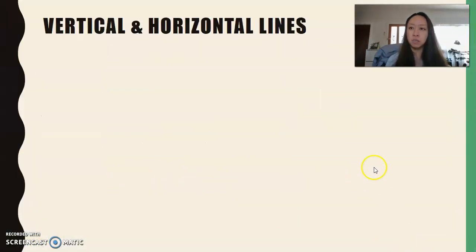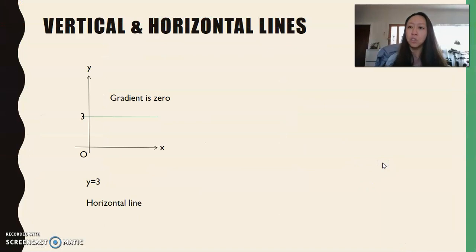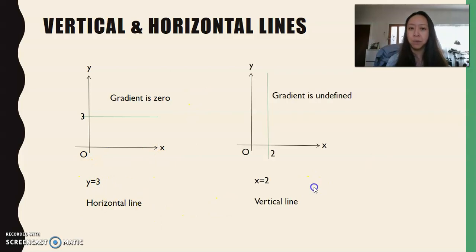So vertical and horizontal lines. So just now when we were doing the gradient is 0, we sort of get a horizontal line already. Yep. So for example, y equals to 3. We are getting a horizontal line. So the line, the gradient that is undefined actually has x equals to 2 or x equals to something. So when x equals to something, the gradient is undefined.